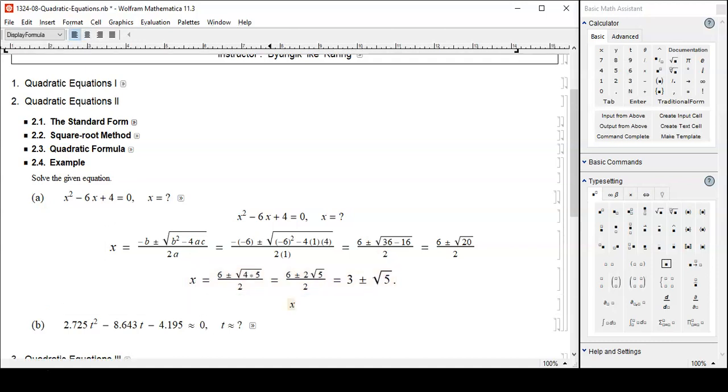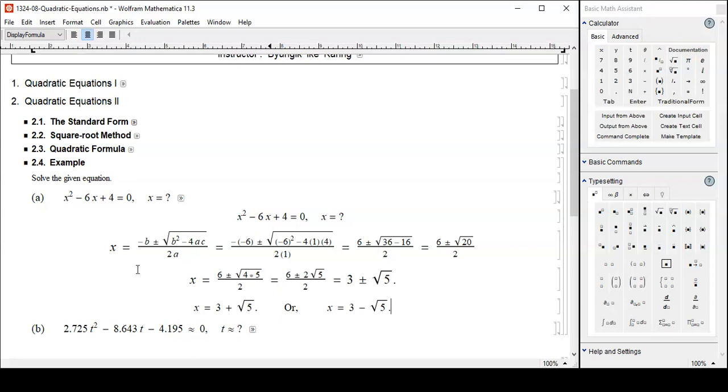In other words, x is 3 plus square root of 5, or x is 3 minus square root of 5. Okay, there you go. This is a quadratic equation, second degree, so we need two solutions. Plus square root, minus square root. This formula applies for all quadratic equations.